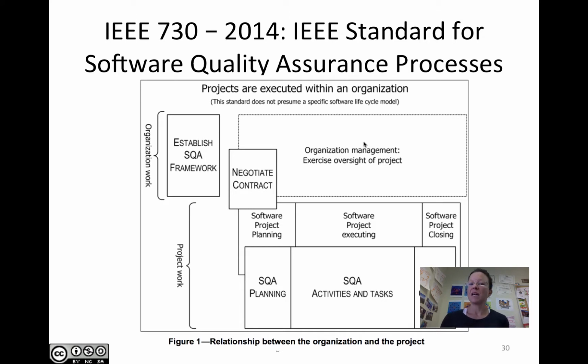And then finally, the IEEE 730 standard for software quality assurance processes. So in this figure, we see the relationship between the organization and the project, and we see that there is a software quality assurance framework that can be established, or that should be established within an organization. And then for each individual project, there should be a negotiated contract. And then we have software project planning, software project execution, and software project closing, all accompanied by software quality assurance processes and activities at the same time.